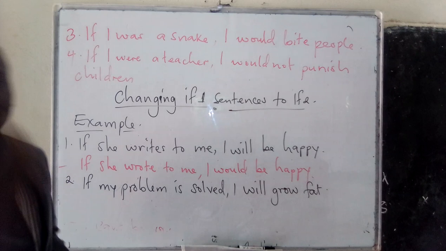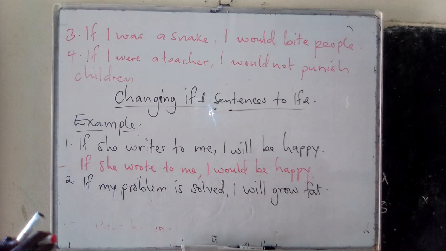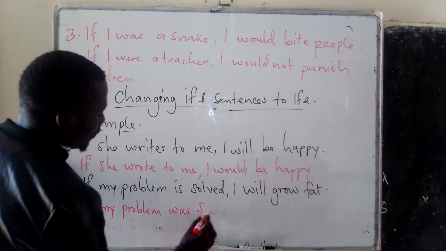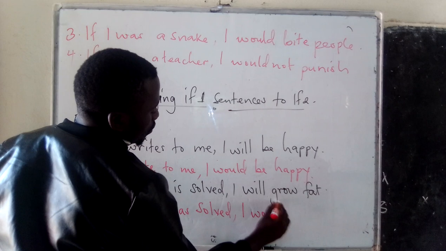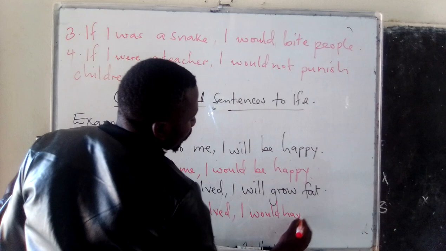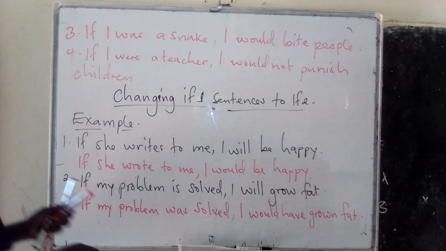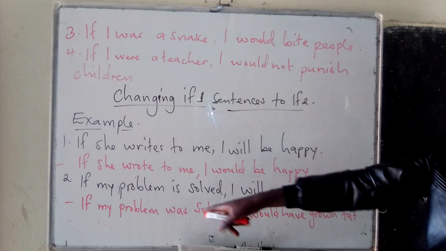Okay? So here, when we're changing it to if two, we shall say, if my problem was solved, I would have grown fat. That means my problem was not really solved. It was not solved, and therefore I did not grow fat. And I don't expect that one day it will be solved. It was supposed to be solved at that particular time, but it was not solved. Now, that means this sentence is in if two.